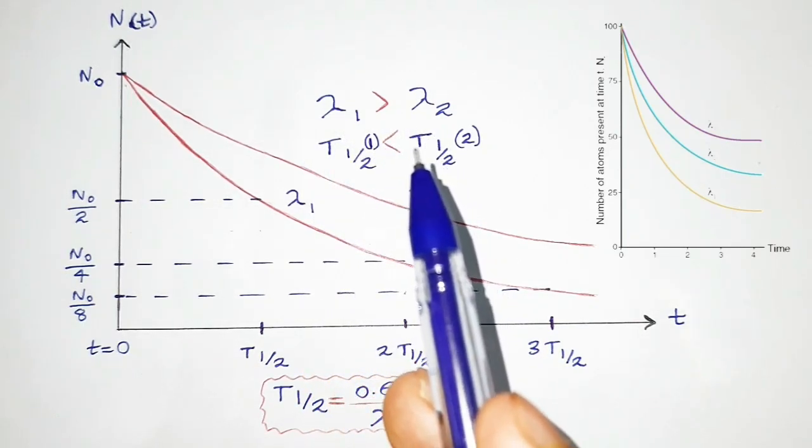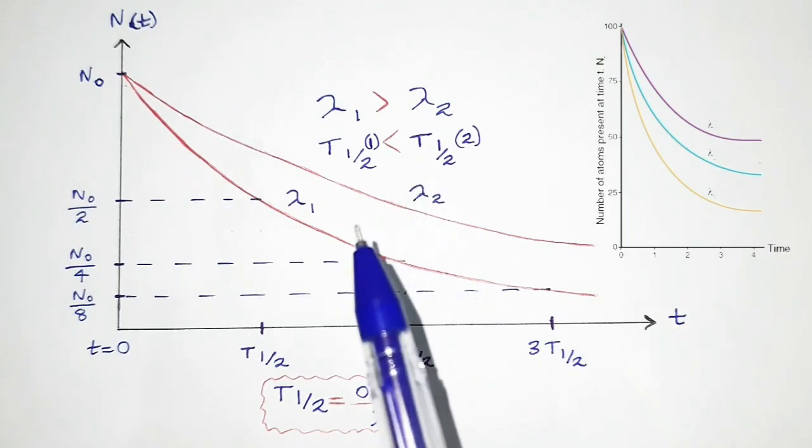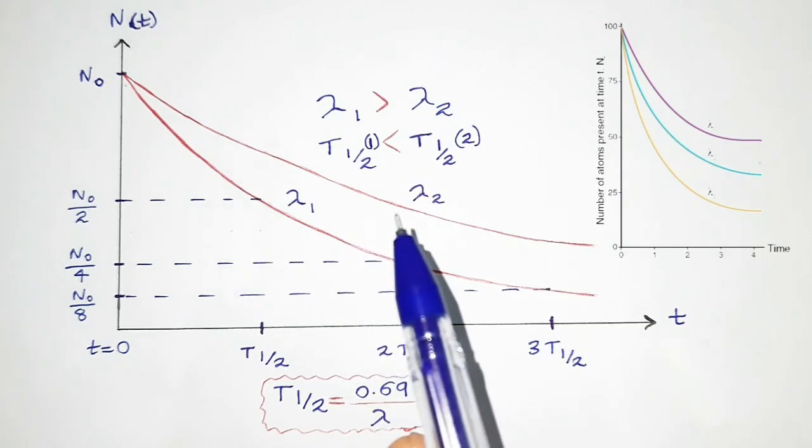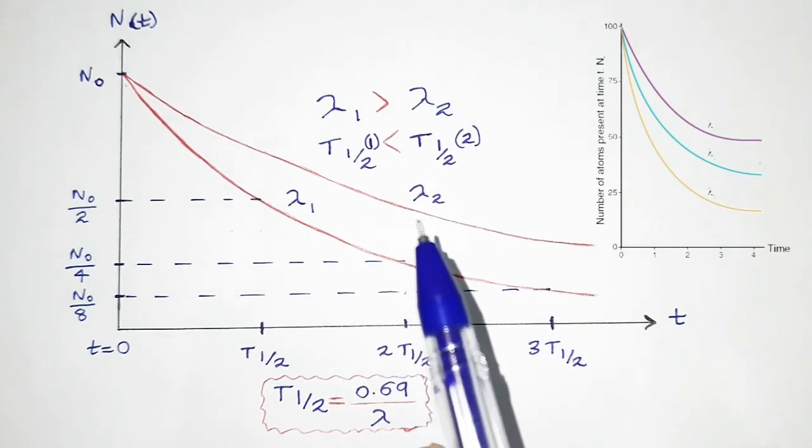So what does this mean? The decay rate of lambda 1, or sample 1, is faster than the decay rate of sample 2, which is given by the decay constant of lambda 2.